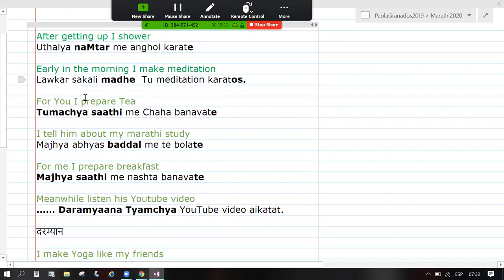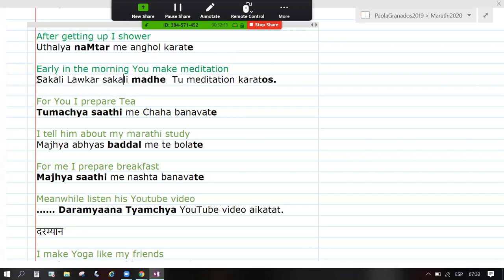Early in the morning, I make meditation. Laukar Sakali Mate. It's not Laukar Sakali. You can just say Sakali, which indicates in the morning. Or if you want to say early in the morning, Sakali Laukar. Madhe is not needed because Sakali itself has that inside it. Sakali is in the morning or at morning. Sakali Laukar. Tu meditation kartos.